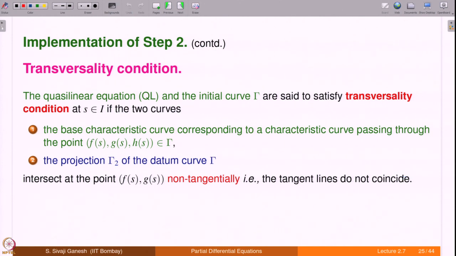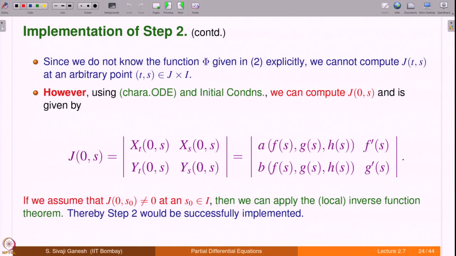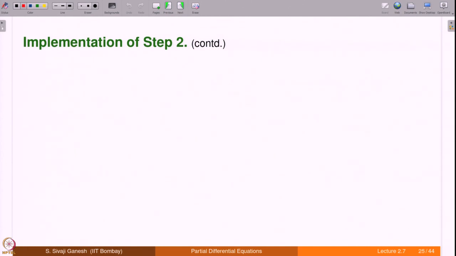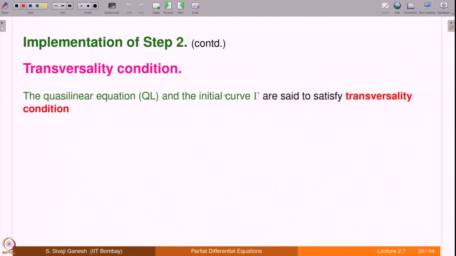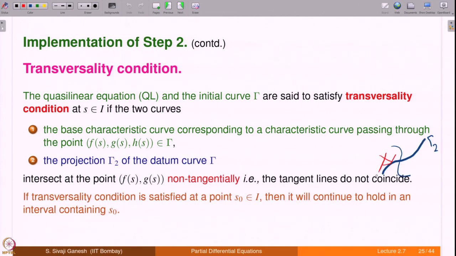Because if you look at the determinant, what are the two things coming there? The two columns: (x_t, y_t) is the tangent of the base characteristic curve, and the other is the tangent of gamma 2. Asking that this is non-zero means they are not parallel. They are passing through the point (f(s), g(s)), and we are asking that the tangent line is not the same. That is why it is the transversality condition. So here it is transversal, here it is not transversal.